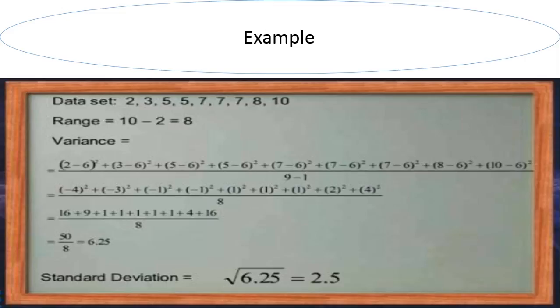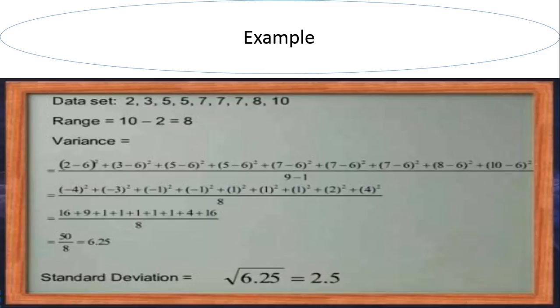The variance is, as I told you, the sum of squared differences to the mean divided by the number of observations minus 1. So you can compute our variance and find out that it is 6.25, and the standard deviation is just the positive square root of our variance, which is 2.5.